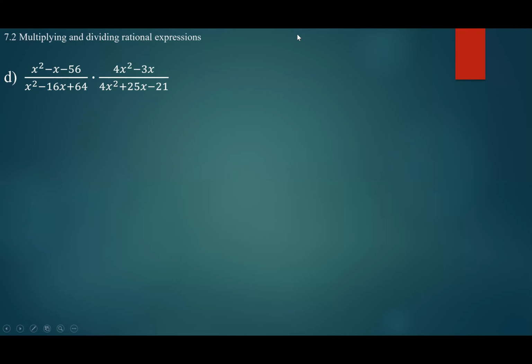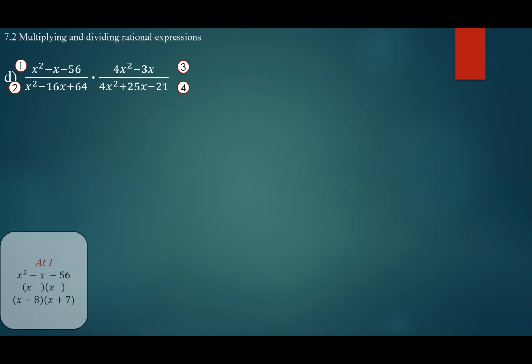So if you take a look at this thing here, if you look at D, same idea, right? To simplify this thing here, they don't ask you for undefined, they ask you to multiply this thing here. Just imagine that you have 4 different problems. And at 1, how do you factor at 1?